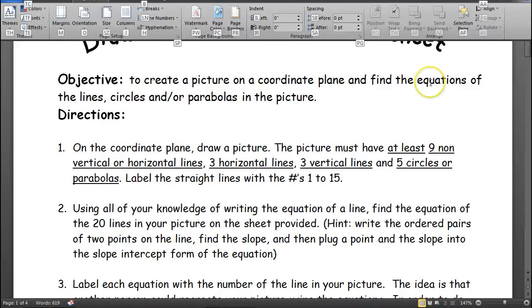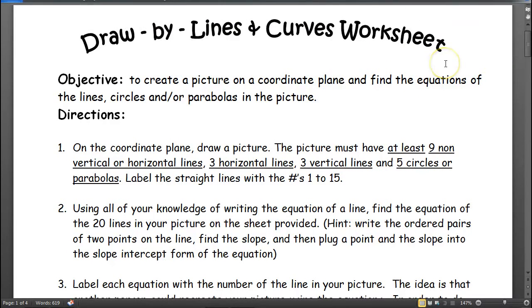Okay, so today I'm going to show you how to do the draw by line project or draw by line worksheet. For geometry, this is draw by line and curve, but for you guys, it was just draw by lines. You didn't need any curve, okay?